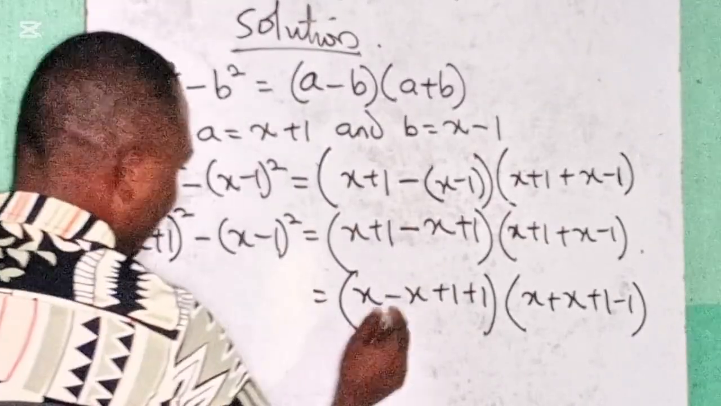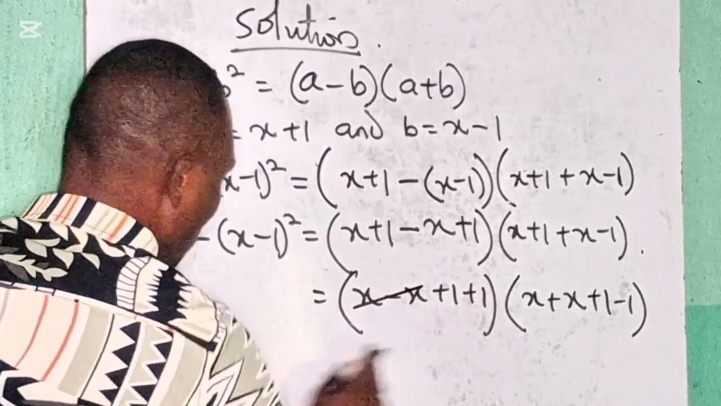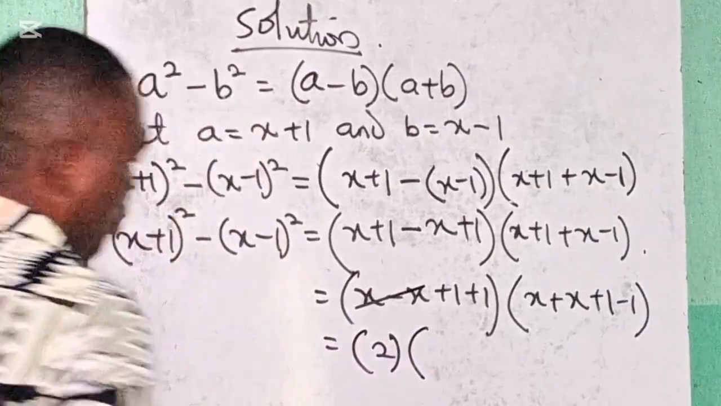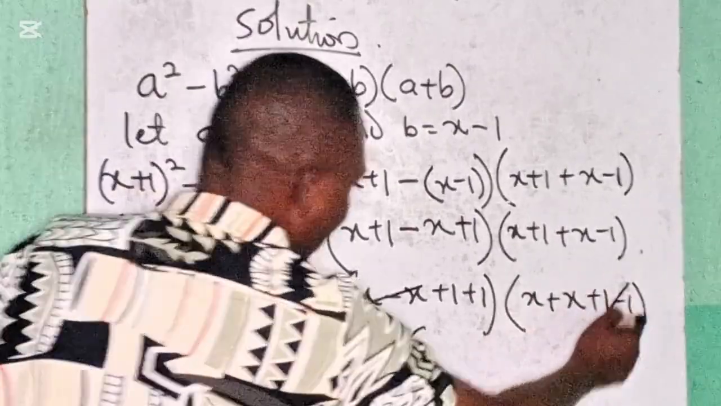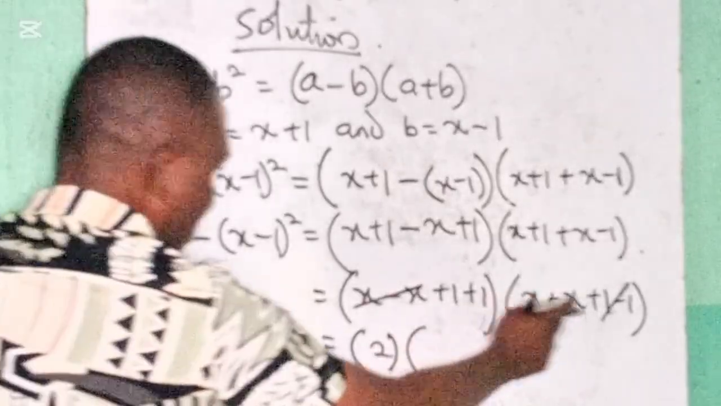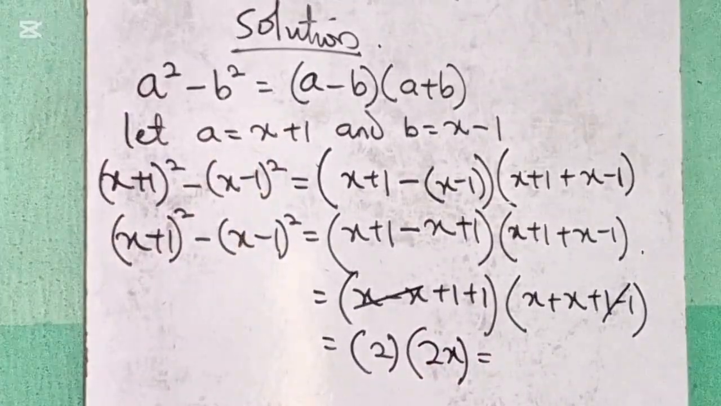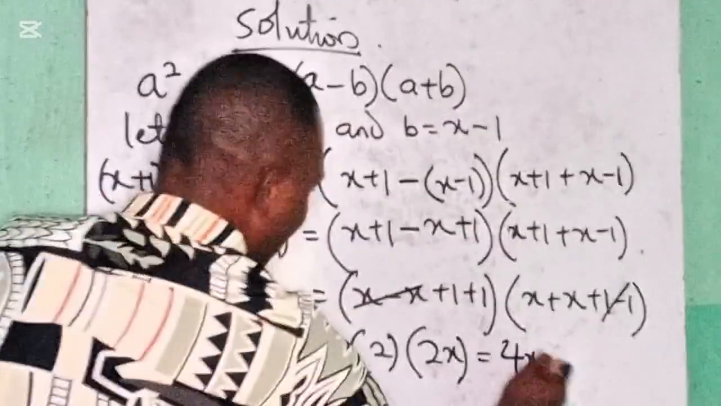So for what you're having here, x minus x is 0, okay, so that goes off. Then 1 plus 1 is 2. So here is 2. Okay? Now, brackets open. 1 minus 1 is 0, so it goes off. So what is x plus x? That is 2x. Okay? Now, what is 2 times 2x? 2 times 2x is 4x.